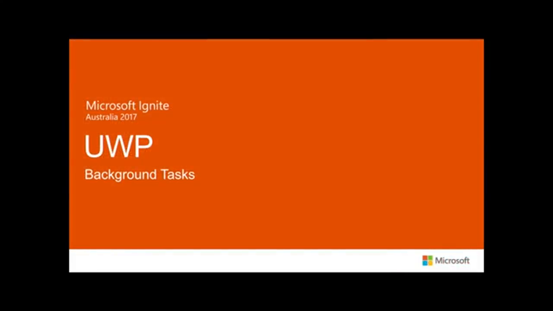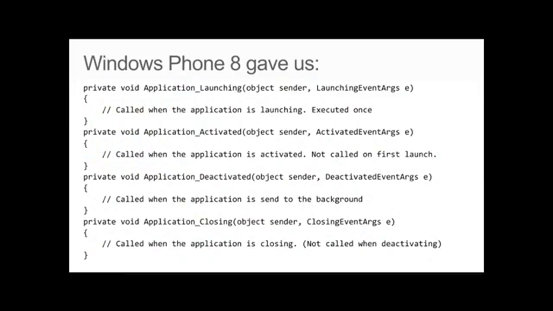So let's start off looking at UWP. What options does that give us? Well, in each of the platforms, I'm going to touch a little bit on some lifecycle events so that we know what kind of things we should be hooking into, where we can be kicking things off, where we should be tidying things up. So who remembers Windows Phone 8? One or two.